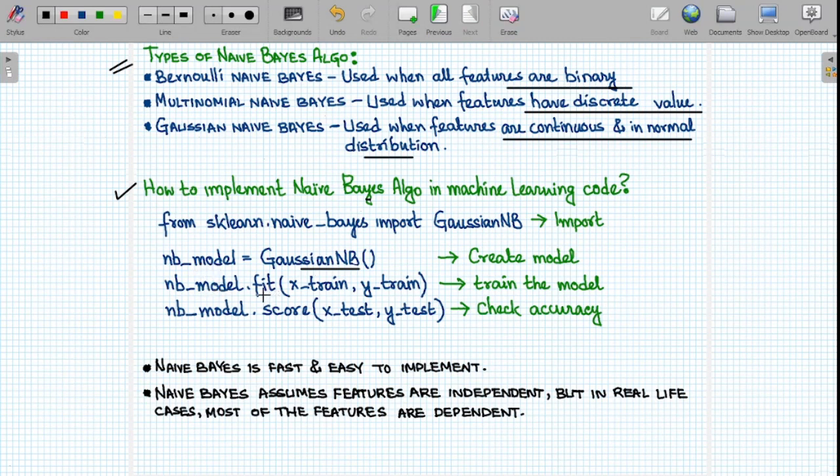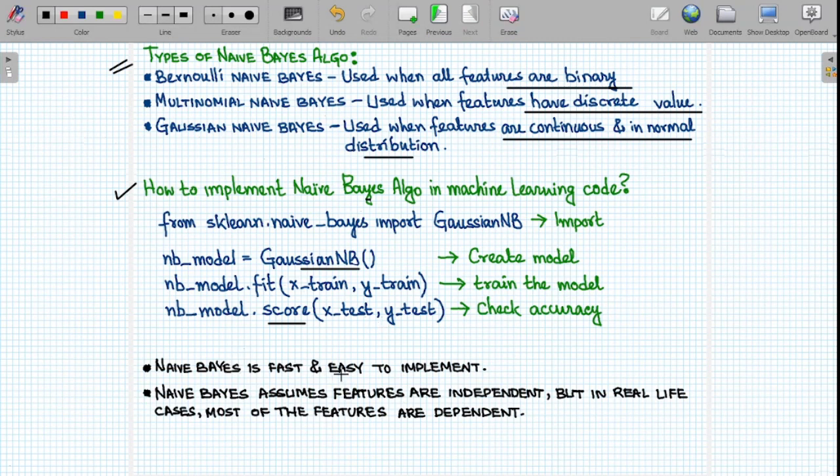Next step is to use model.fit method and pass training data in order to train the model. It is very similar to any other algorithm we use in sklearn. Model.score will provide us the accuracy of the model. Remember, in case of score method, we will be passing test data as its input.